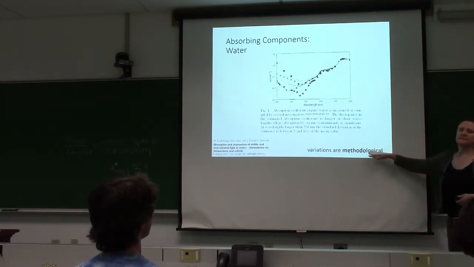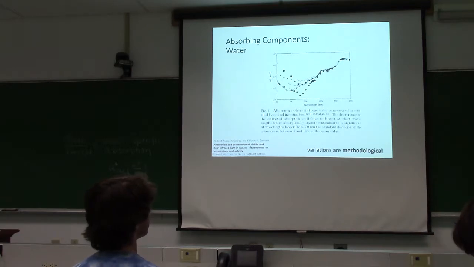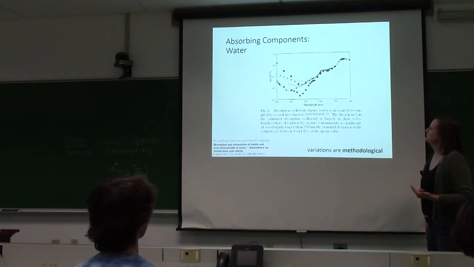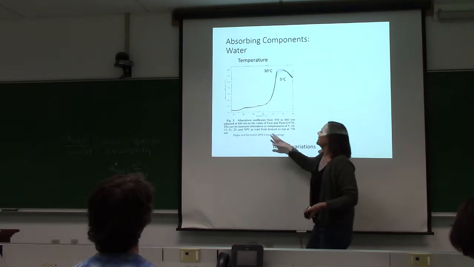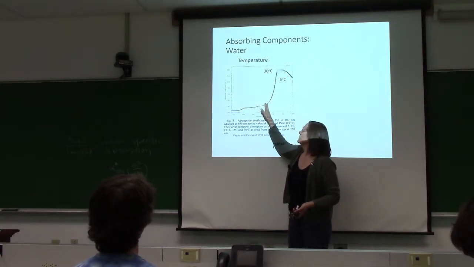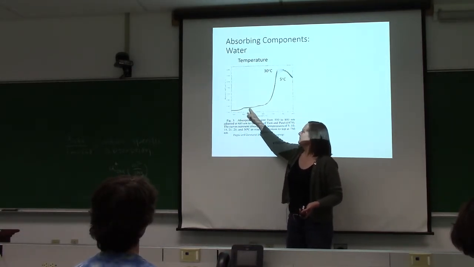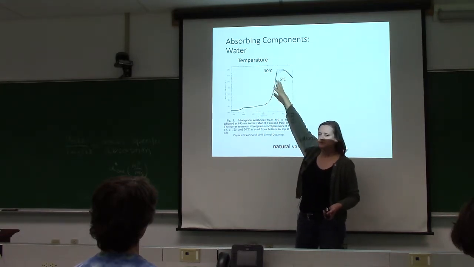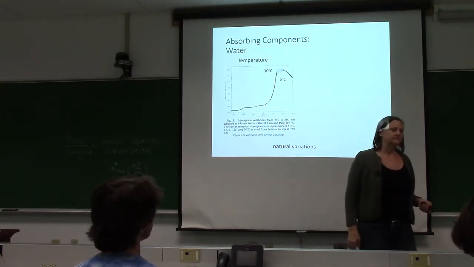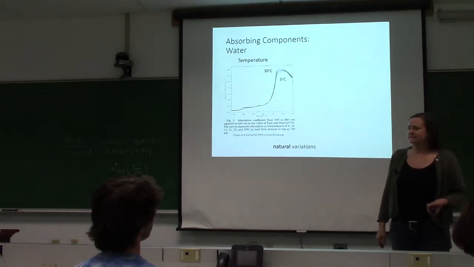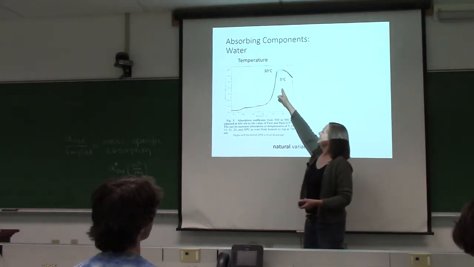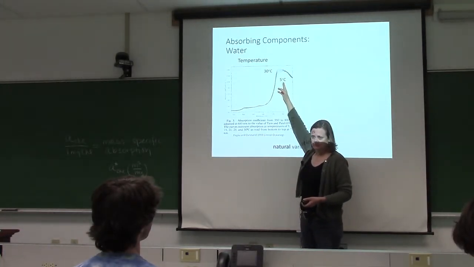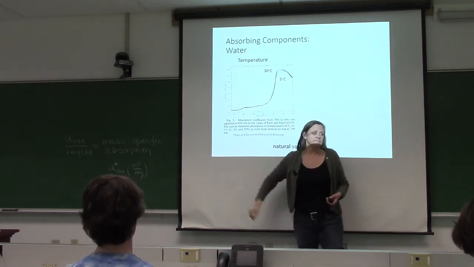And so a lot of this is methodological, right? You got to get clean water, which is tough to get, and you got to have a good instrument. So we also have some natural variations. If a single lab made some measurements of pure water, it looks pretty repeatable until you get to this area. And it turns out that it matters what temperature the water is. And this is actually a natural variability. So if you're in the Arctic, the absorption is lower than if you're in the tropics.